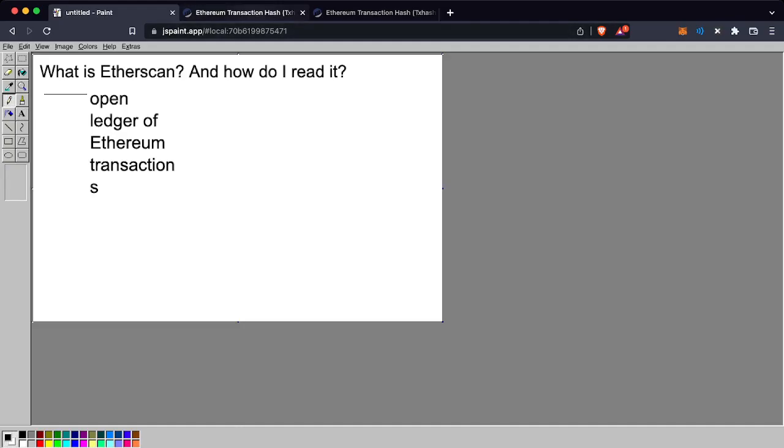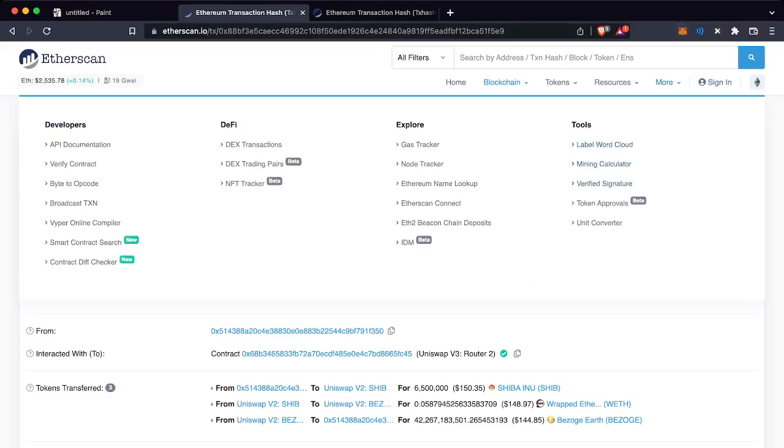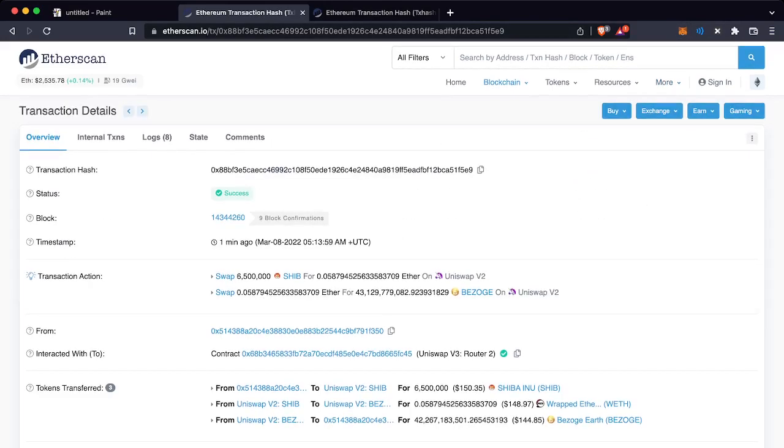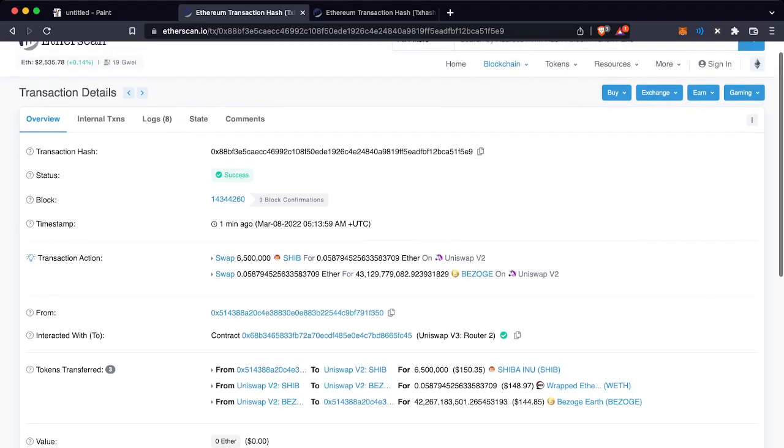Whenever you make a transaction, if you go to your wallet, you can click view transaction on Etherscan, and this is where it's going to bring you. This is just a complete transaction that is a SHIB swap. So you're swapping SHIB for Bezoge on Uniswap. If you don't know what Uniswap is, it's a decentralized exchange, which is the only time you're really going to be using this.